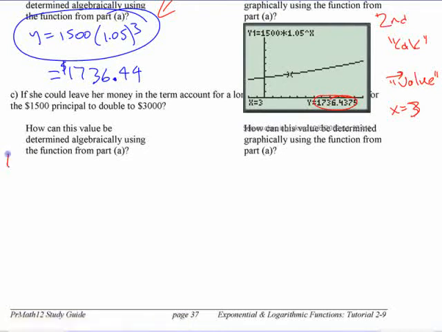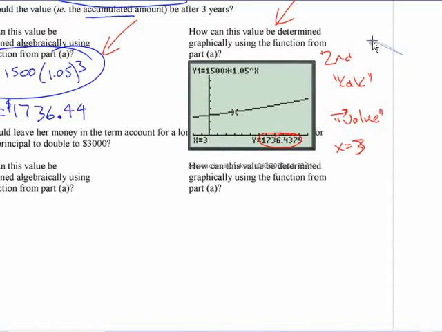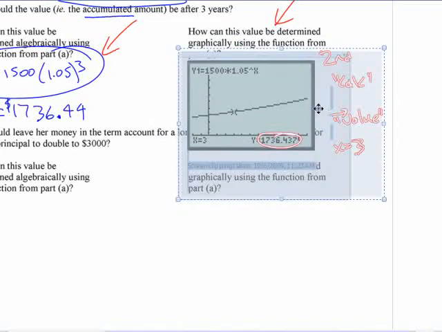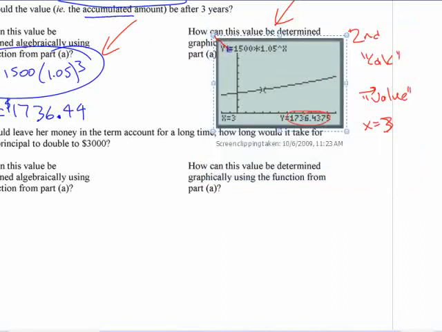The other question is, how long is it going to take to turn into $3,000? Now we're going to do this a couple different ways. You think about how you can do it algebraically and how you can do it graphically. Think about how you can do it either way.